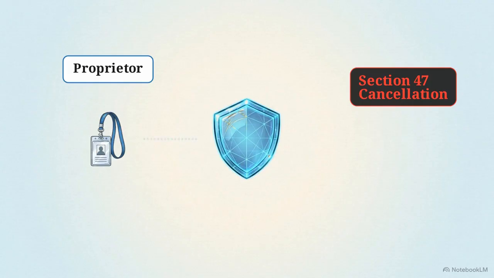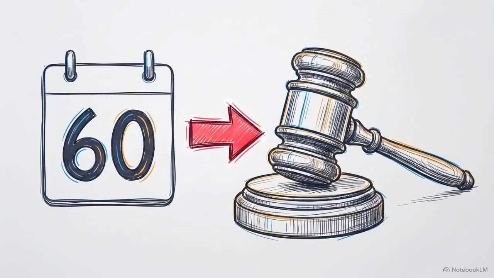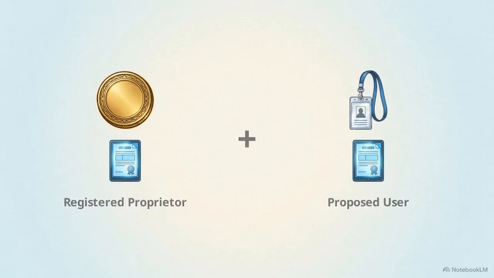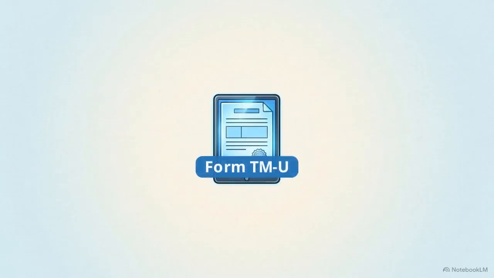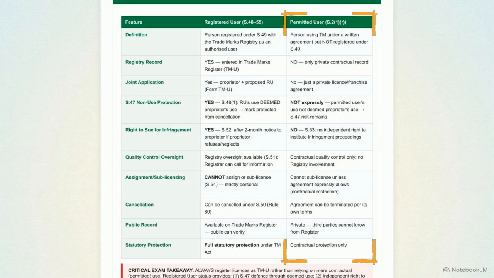A second major statutory right is found in Section 52. The registered user can institute infringement proceedings in their own name. There is a procedural prerequisite. The registered user must first formally call upon the proprietor to sue. They can only take independent legal action after a mandatory 2-month waiting period. Registration requires a joint application by both the proprietor and the user on Form TMU, accompanied by a 4,500 rupee e-filing fee.